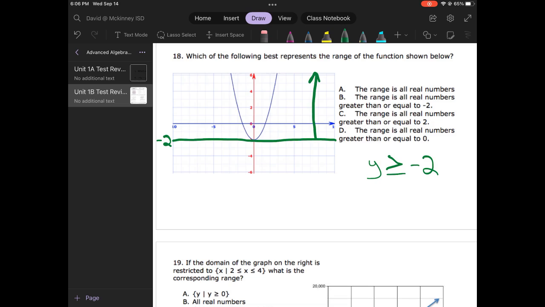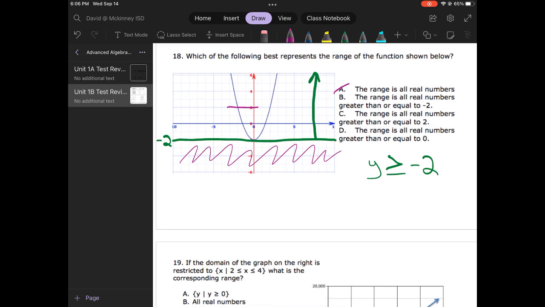Well, when I look at A, it says the range is all real numbers. But that's not true. There are a lot of numbers, and they're all underneath that green line, that are not included in this range. So answer choice A is wrong. Answer choice B looks a little bit promising. The range is all real numbers greater than or equal to -2. But let's check the others out just to make sure we didn't make a mistake.